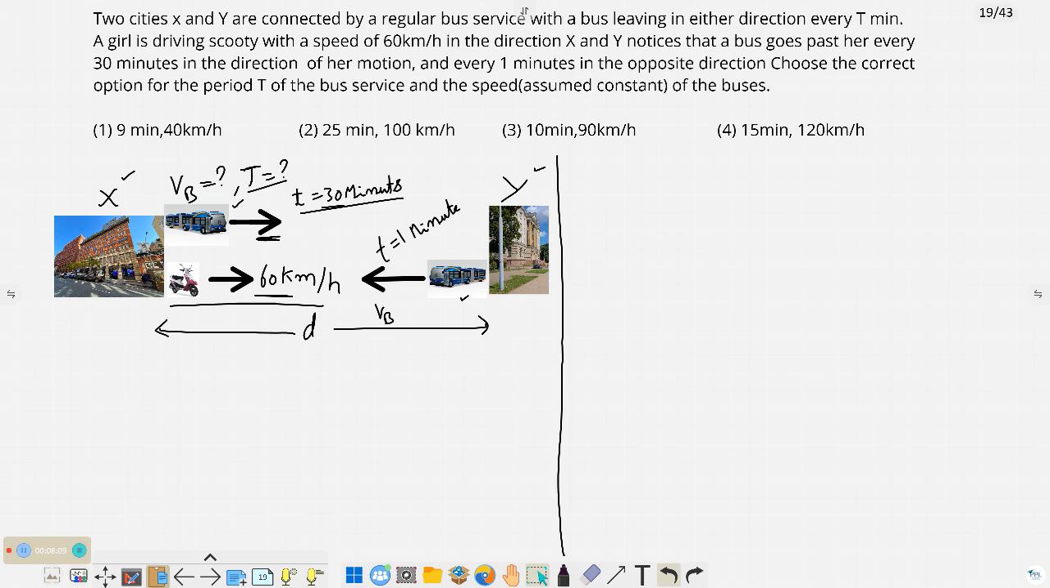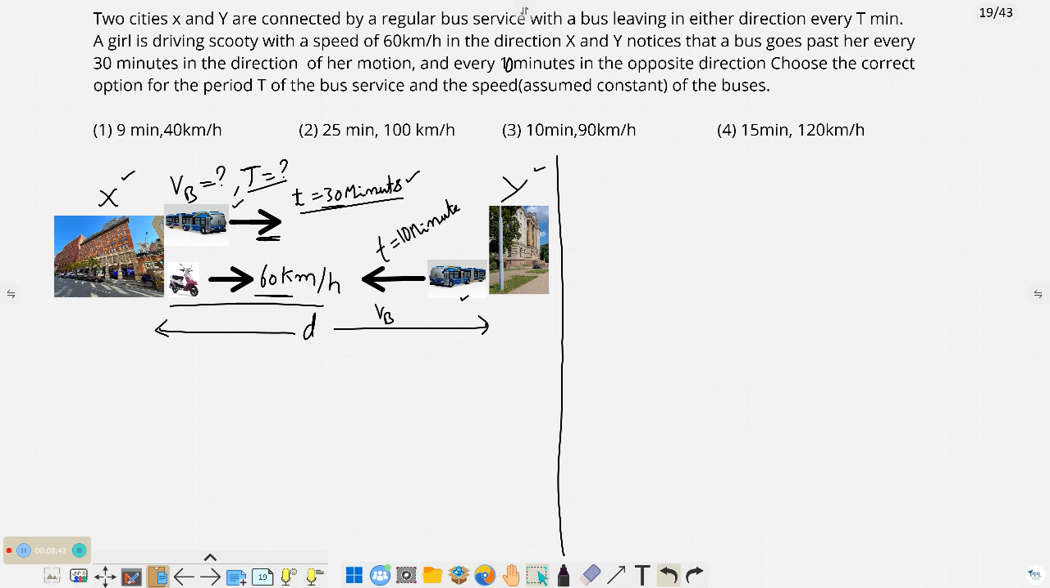The buses going in the same direction take 30 minutes to cross her. The buses starting from Y take 10 minutes to cross her. Every 10 minutes they are crossing, so every 10 minutes the girl is facing the buses in the opposite direction. Using this concept, what are they asking? What is the time period of buses, the time gap between the release of each bus? One bus starts from X, and after what time will another bus be released?